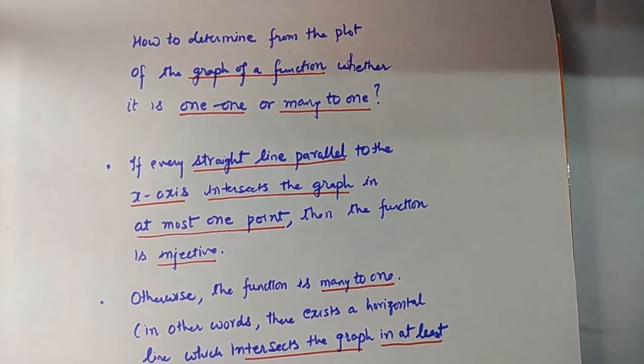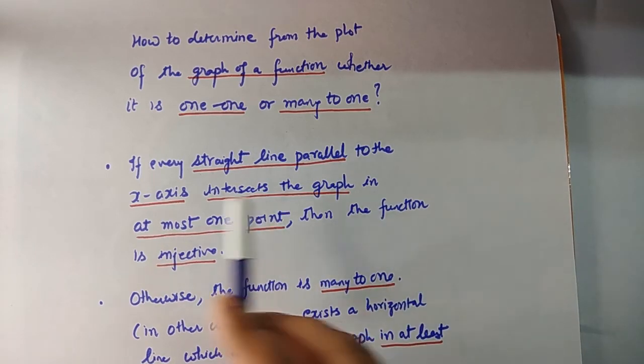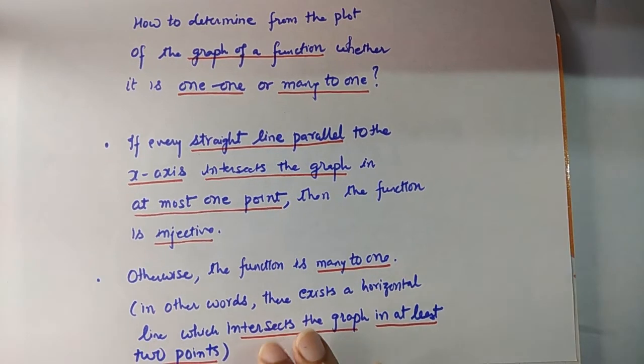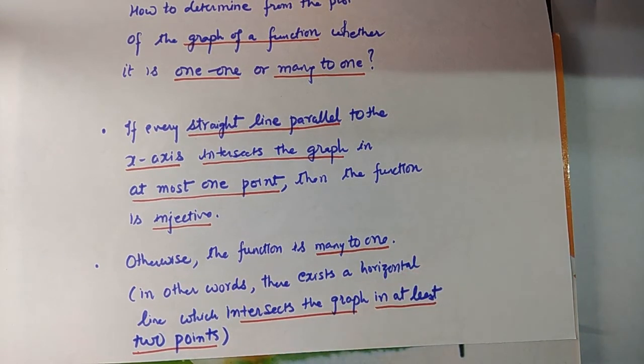Now we address the following question. Is it possible to determine from the plot of the graph of a function whether it is a 1-1 or a many-to-one function? The answer is yes, and the procedure is as follows. If every straight line parallel to the x-axis intersects the graph in at most one point, then the function is injective. Otherwise, the function is not injective, it is many-to-one, which means that there exists a horizontal line which intersects the graph in at least 2 points.